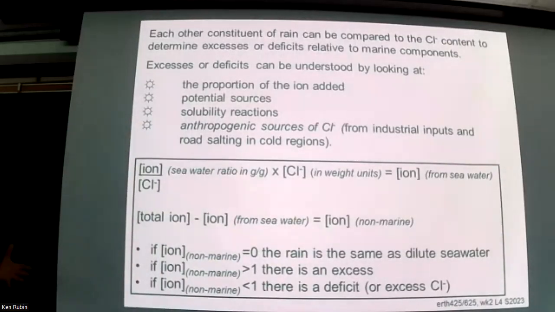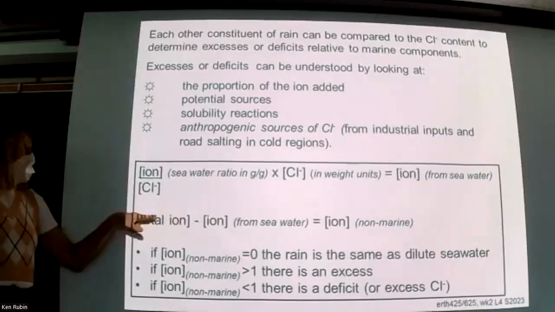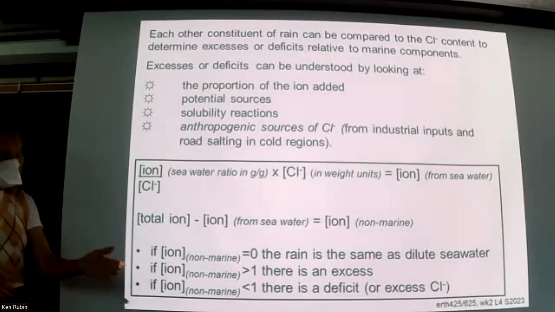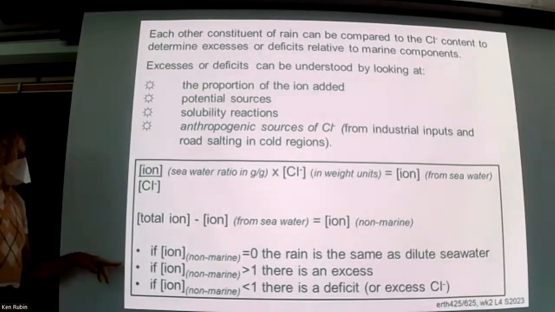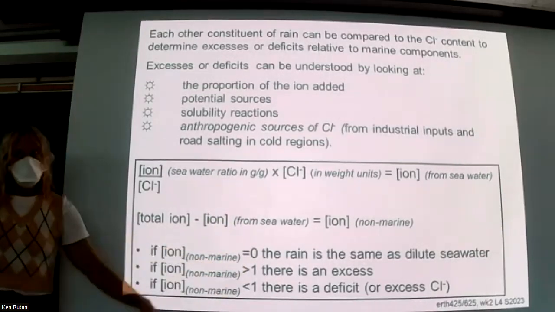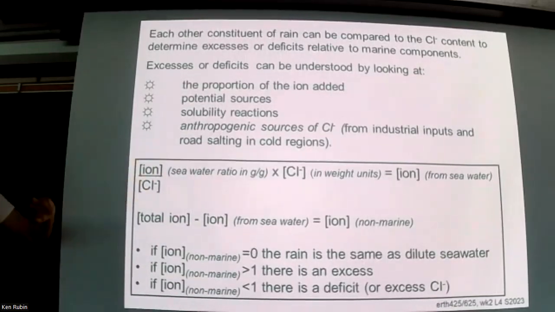And you can have three scenarios. You can have a case where this equation gives you a value of 0, which means, all right, all that salt just came out of the ocean. And that happens a lot here for pretty much everything except sulfate. You can also have cases where the value is greater than 0, which means we got more of this ion than could have come with chlorine from seawater.